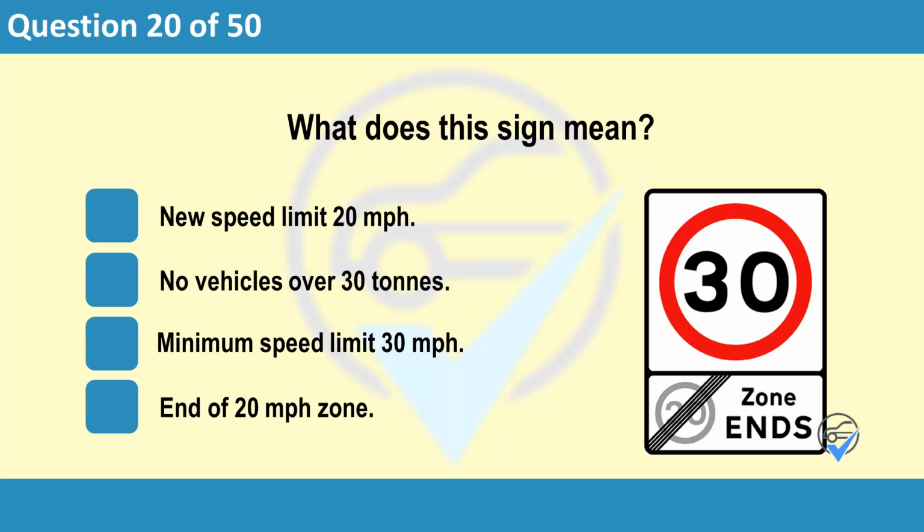What does this sign mean? New speed limit 20 miles per hour. No vehicles over 30 tonnes. Minimum speed limit 30 miles per hour. End of 20 miles per hour zone.